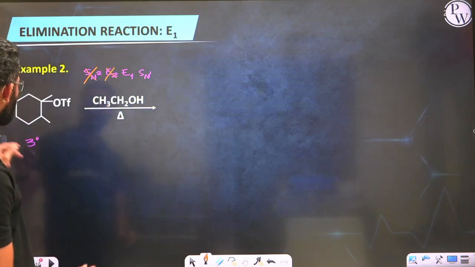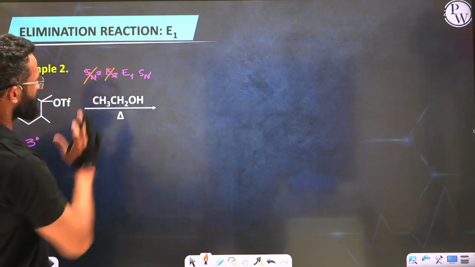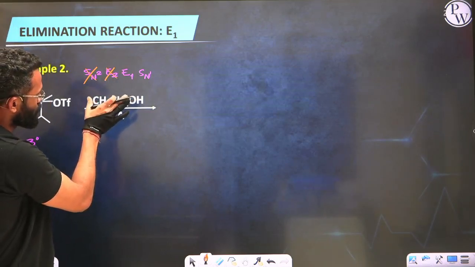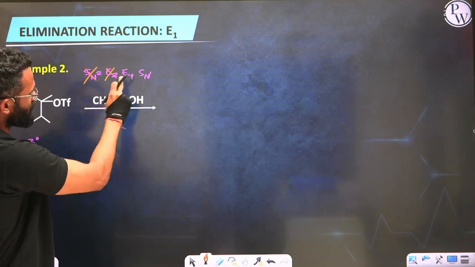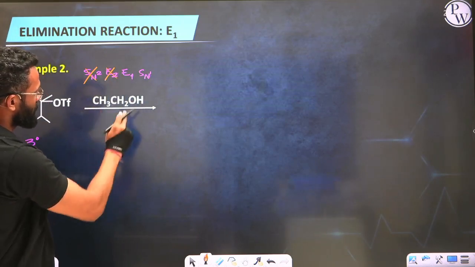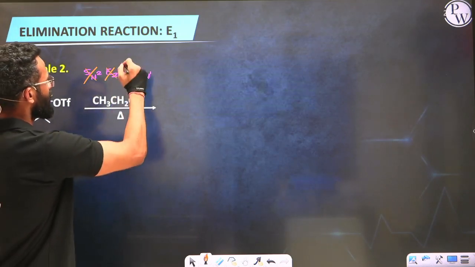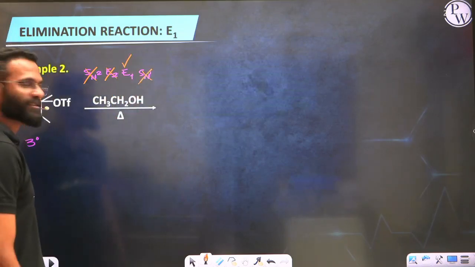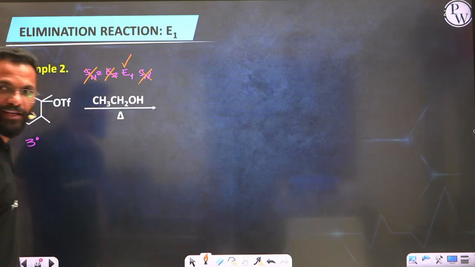Because the substrate is tertiary, SN1 and E1 are both favorable. Because the solvent itself is used as a base or nucleophile, both E1 and SN1 are favorable. But because temperature is given, one thing is clear: it is going to follow E1 and not SN1. So let's carry out E1.